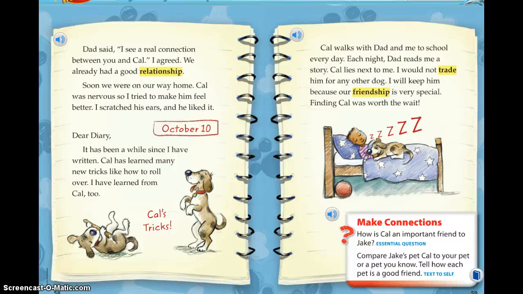Remember, when I use context clues to determine the meaning of a word, I look at the words in front of it or even the words behind it. It's important that I read the entire sentence again so I can really understand what it means. In this sentence, I think the word connection means relationship. Cal and the dog had a good connection. They had a good relationship. That's using our context clues to determine the meaning of a word.